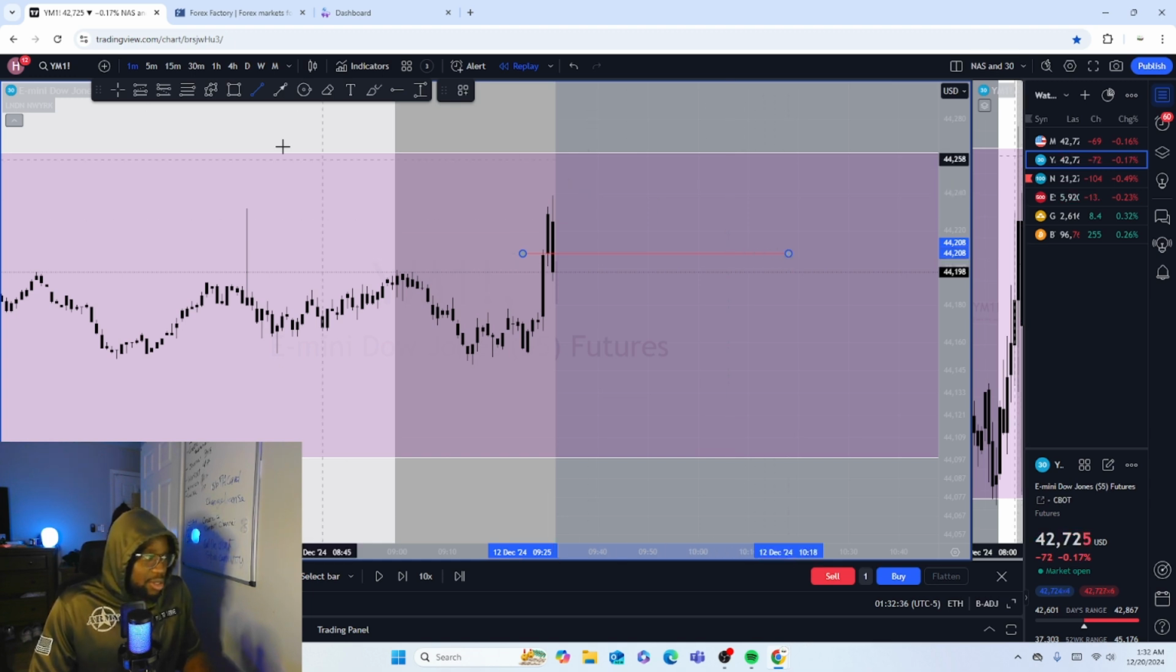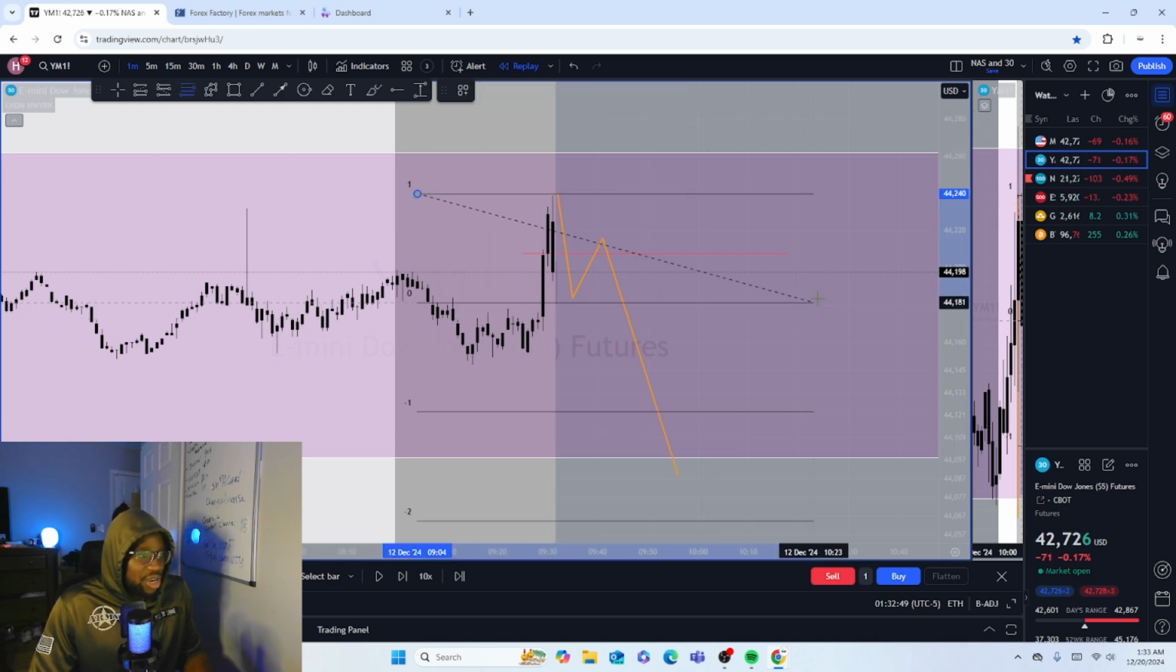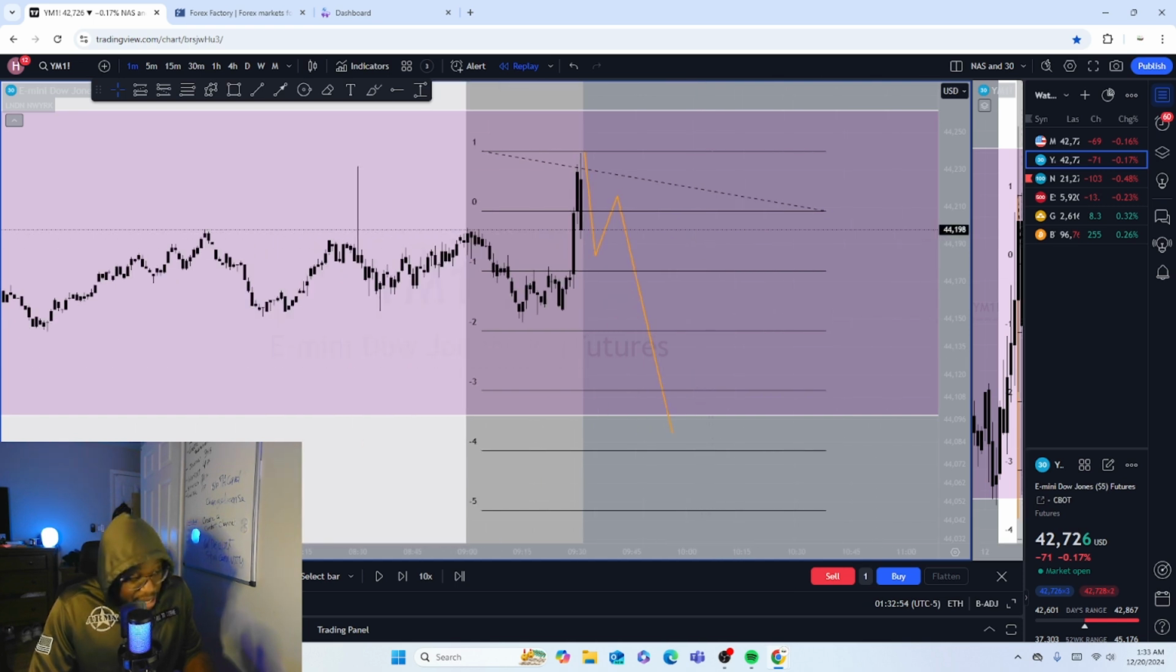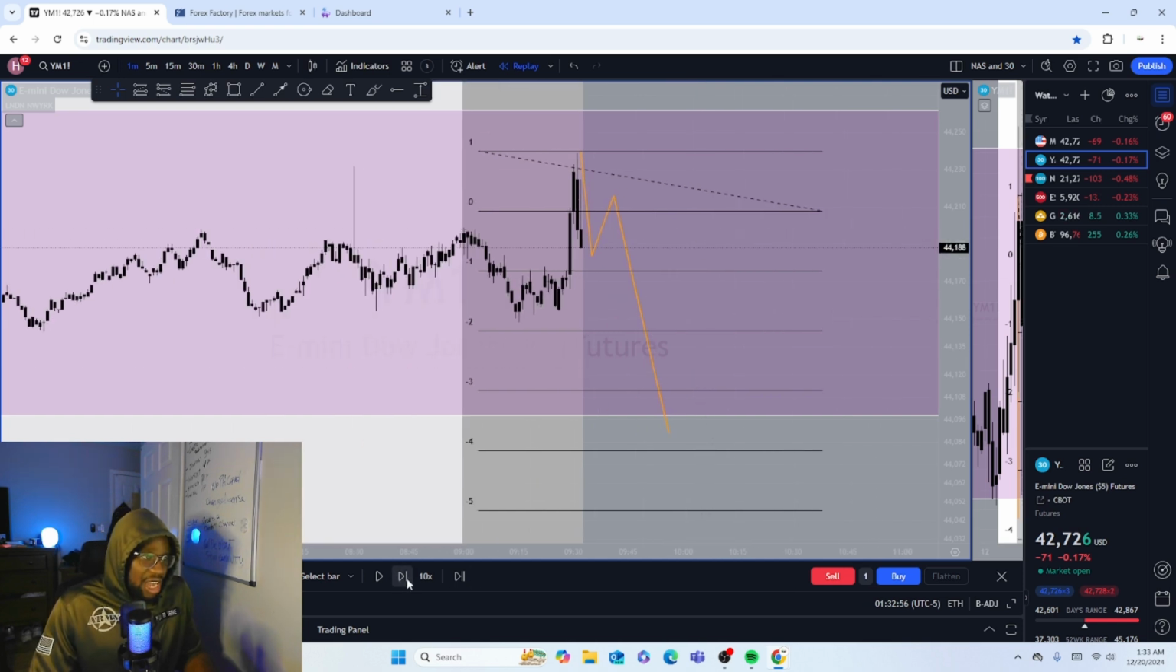This is the trade idea I would look for. You could see that the candle closed below the last bullish candle. Boom, looking for the retest. Shorts, that's it, bro. I'm not trying to make it complicated for y'all. That's literally it, bro. No, it's not hard, bro.